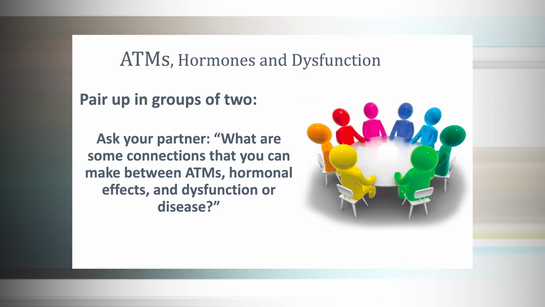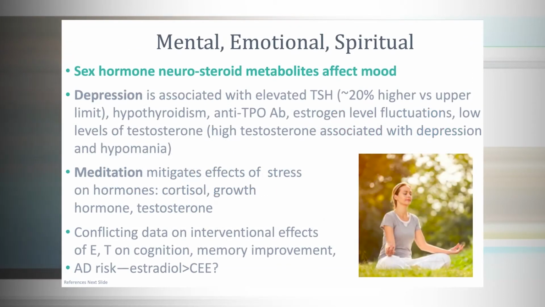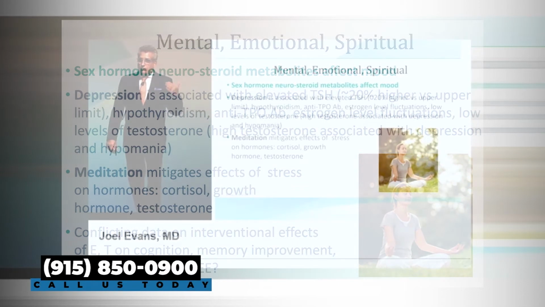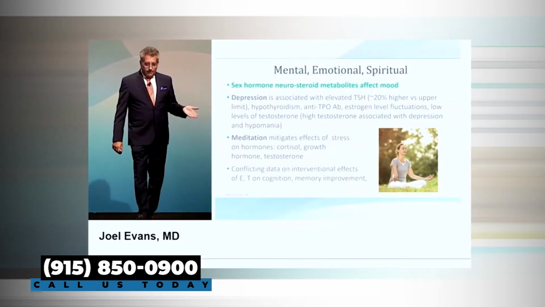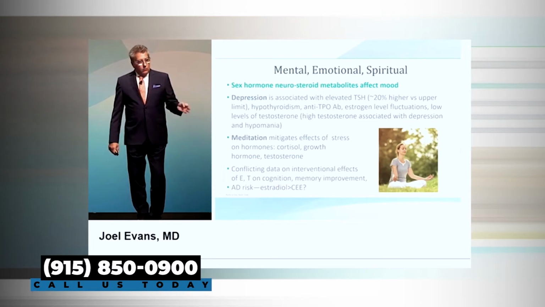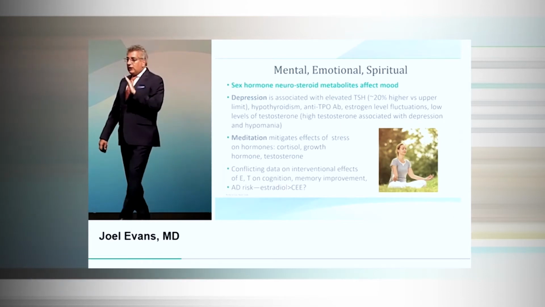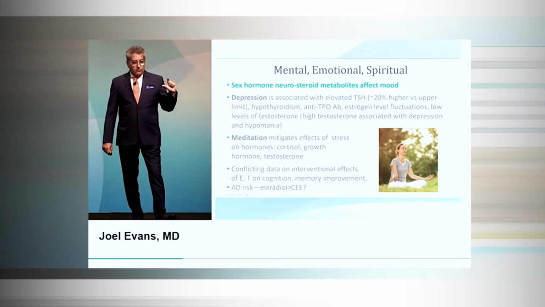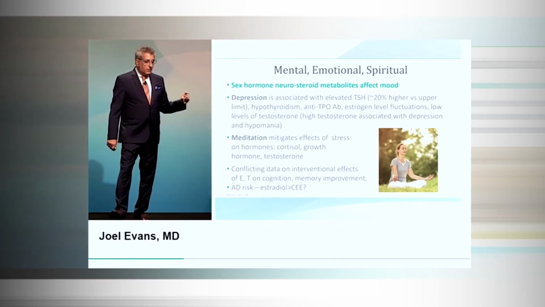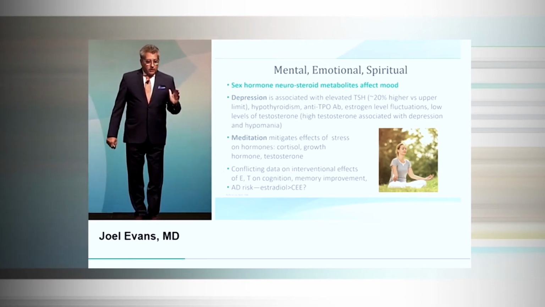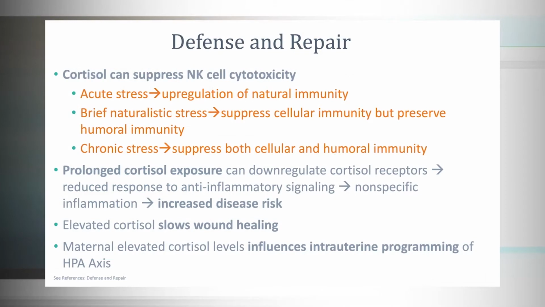So let's talk about hormones and the matrix. So the mental, emotional, spiritual, I told you, is so key. Sex hormones have neurosteroid effects. They impact mood, depression associated with low thyroid, antibodies, changes in sex hormones. Meditation helps. What about if we give hormone? Again, you'll hear about that specifically in each of the sessions this afternoon, especially when we're talking about giving sex hormones for cognition, memory, or cognitive decline.